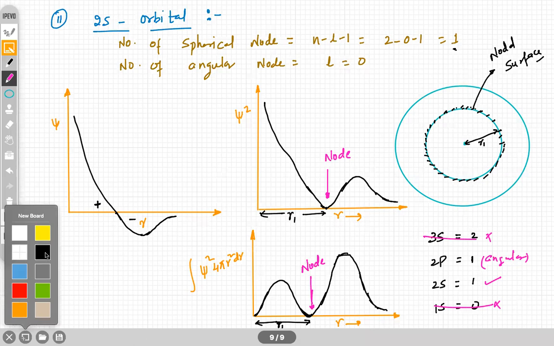You see, in the graph, they won't show the angular node at all. If only an angular node is there, you can eliminate that option easily.